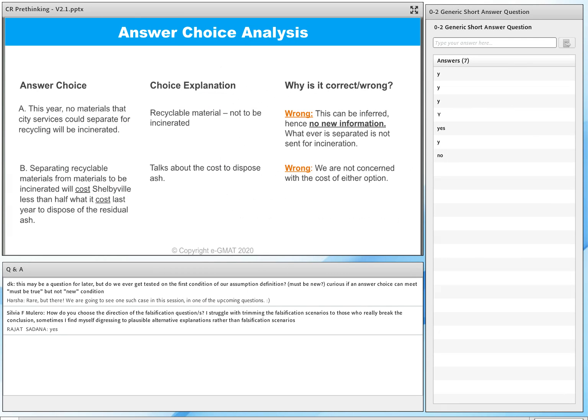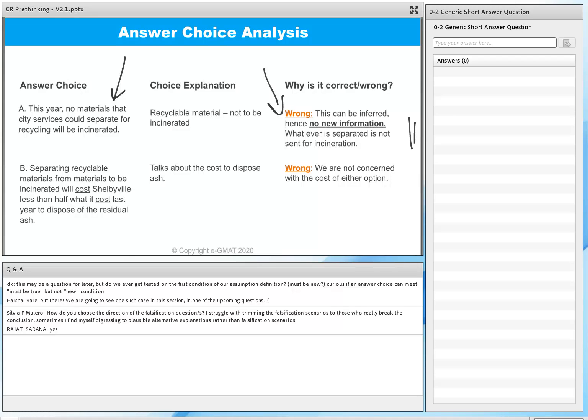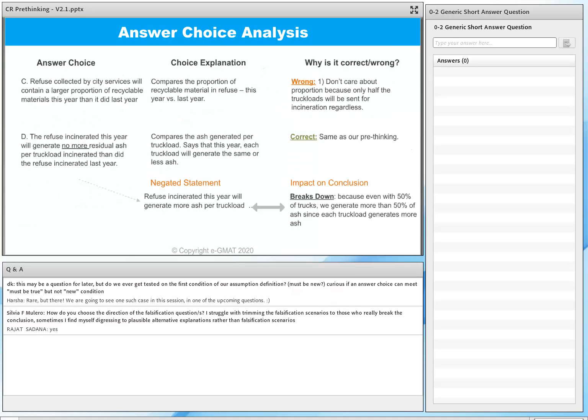So let's look at answer choices here. Someone asked, can we have a scenario in which it's a must be true scenario, but it's not new information? And choice B says exactly that. It says, this year, no materials that city services could separate for recycling be incinerated. Essentially, you want to make sure recyclable material is not incinerated. Why is this wrong? Because it doesn't provide any new information. You can infer this from the argument. Whatever is separated is not sent for incineration. Okay. Cost is a material, so it doesn't matter.